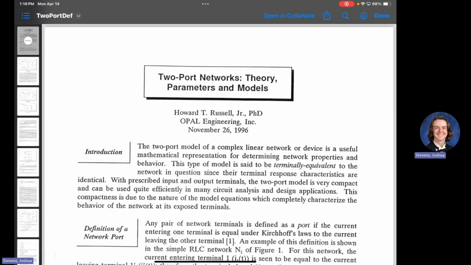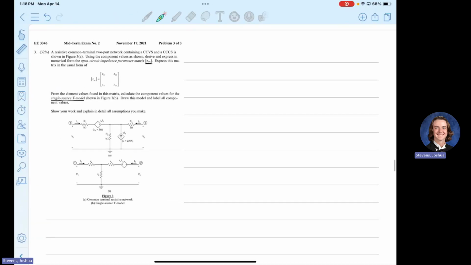I'll kind of just reference this in pages and stuff like that as we go. I don't have any at the moment, so I'll have to scroll through. Okay. But let me go ahead and just read the problem.